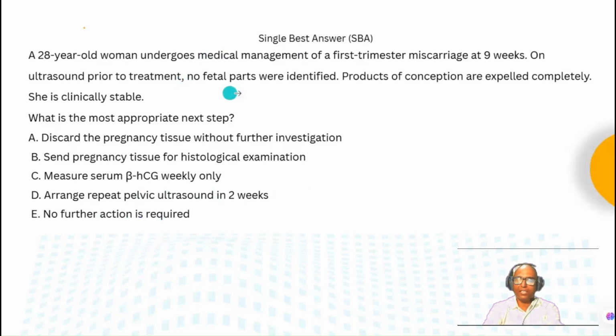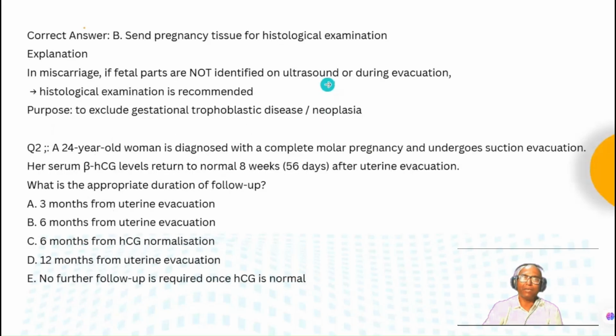So this is the most important thing which we have discussed. I think you might have missed it if you have not joined by that time. So you have to send the pregnancy tissue for histological examination. What is the concept? In miscarriage or even in abortion, if the fetal parts are not identified on ultrasound or during the evacuation, you have to send the sample for histopathological examination. This is the concept.